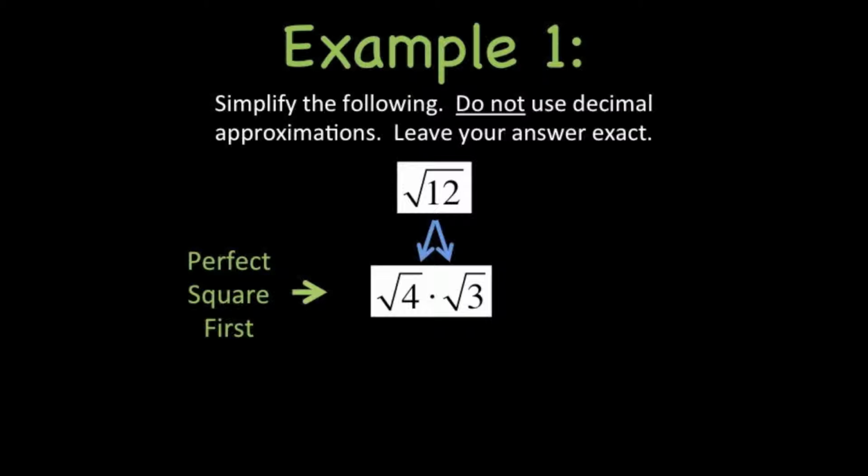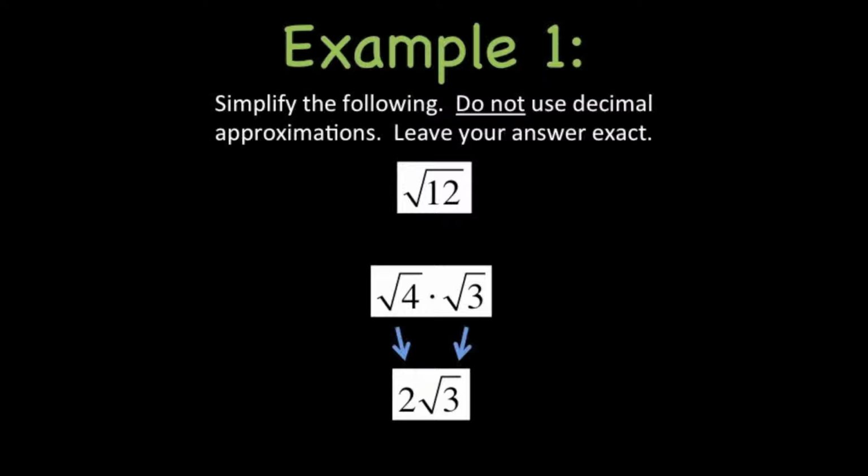So, we know what the perfect square of 4 is. It is 2. There is no perfect square of 3, so it will simply remain in the radical sign. Now remember, the radical sign is what many of you referred to as the square root sign until we discussed that there were other roots beyond just square roots, and it looks like this. So that's it. Our answer is 2 square root of 3.